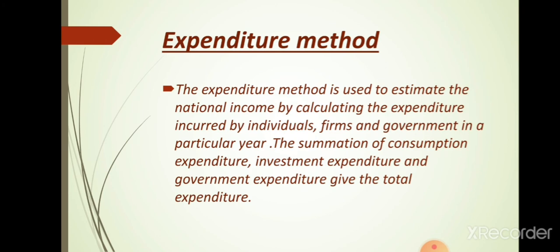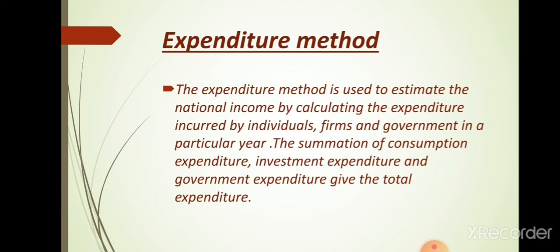The next one is the expenditure method. The income that we receive as rent, wages, profit and interest, we spend on the consumption of goods and services produced in the country. The expenditure method is used to estimate the national income by calculating the expenditure incurred by individuals, firms and government in a particular year.